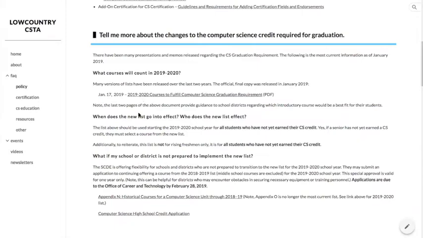The list will go into effect in the 2019-20 school year for all students who have not yet earned their computer science credit. Yes, if a senior has not yet earned their credit, they must take a course from the new list. I think there's some confusion, and there's been some misinformation that it's only for incoming freshmen. That is not true. The new list goes into effect immediately for all students who have not yet earned their credit. It's not for rising freshmen only.